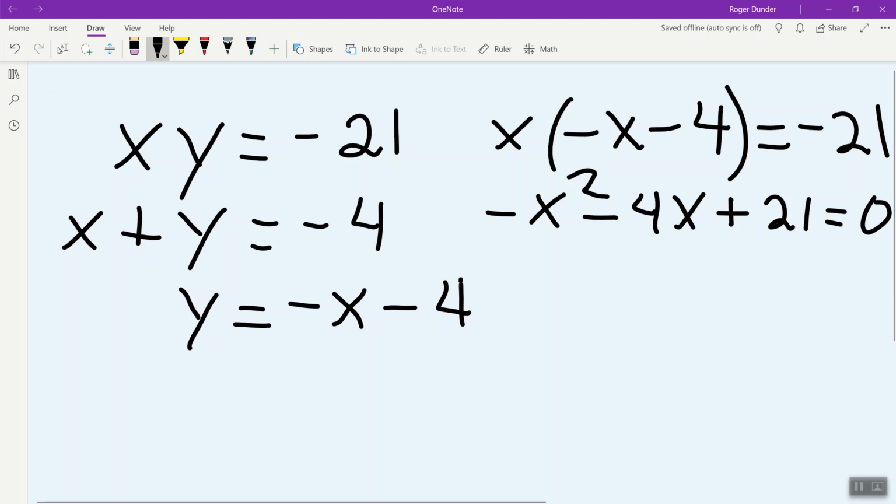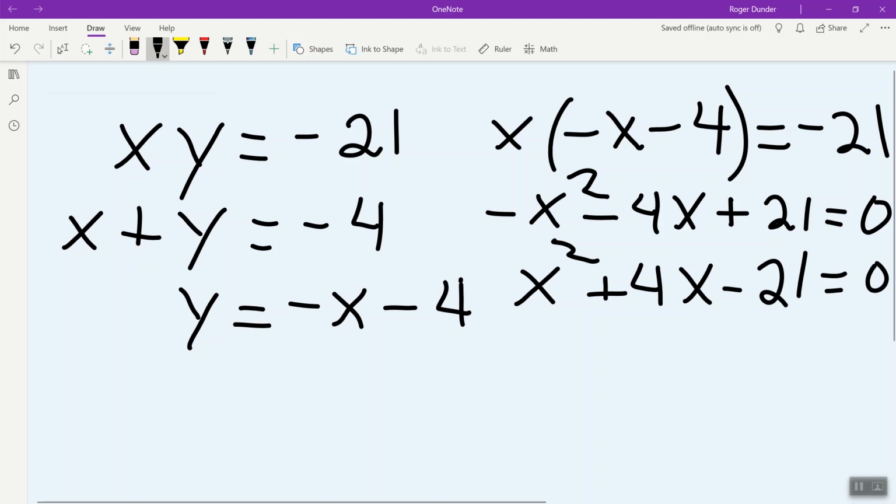Now, this problem, again, could be solved by factoring. We could multiply everything through by a negative 1 to get rid of that minus sign in front of the x squared if we wanted, or we could just leave it there. Either way, it should work. What if I change all the signs? And then I would have x squared plus 4x minus 21 equals 0. Okay.